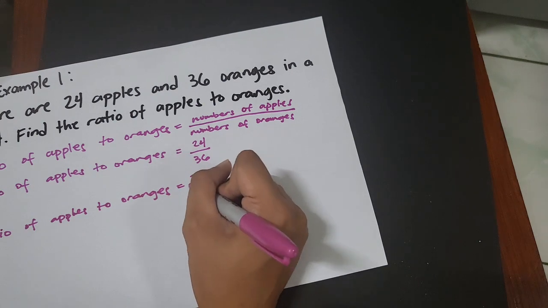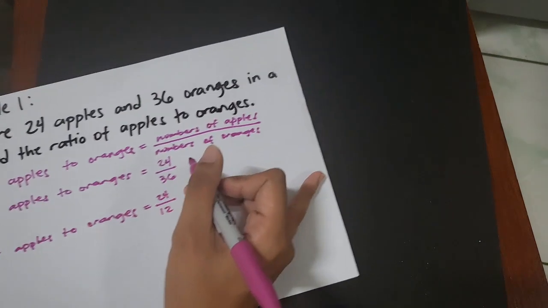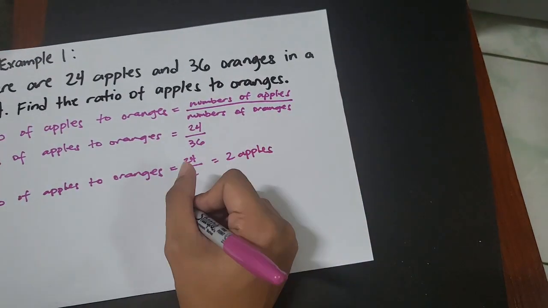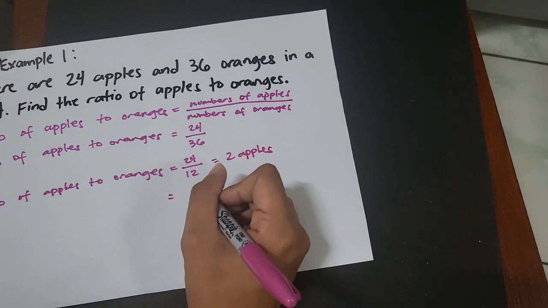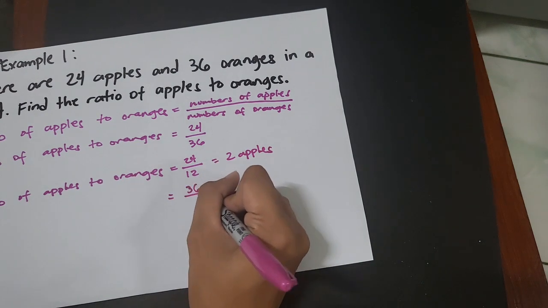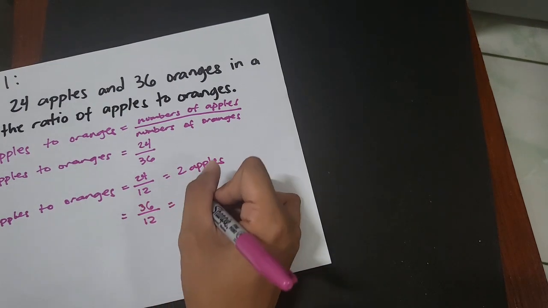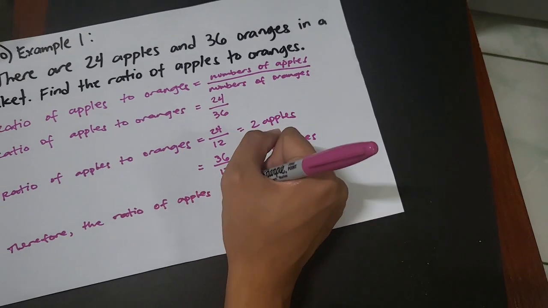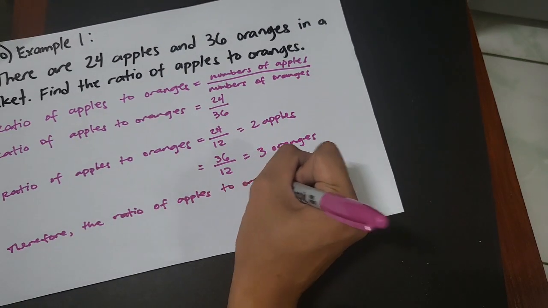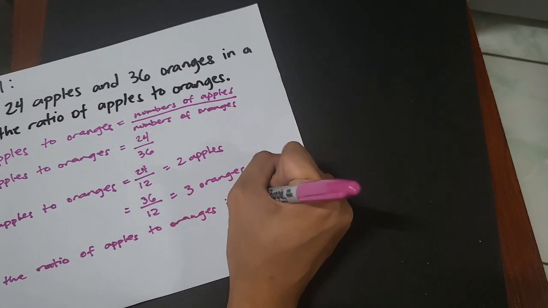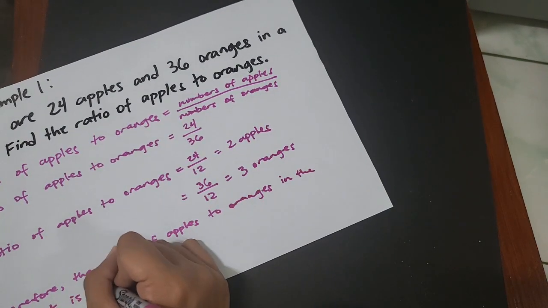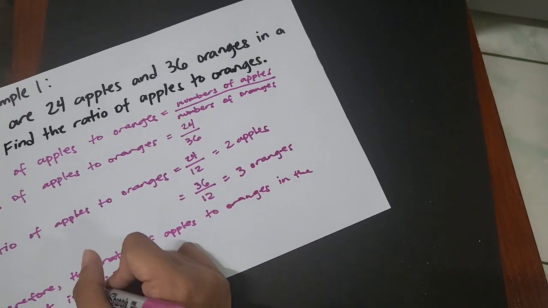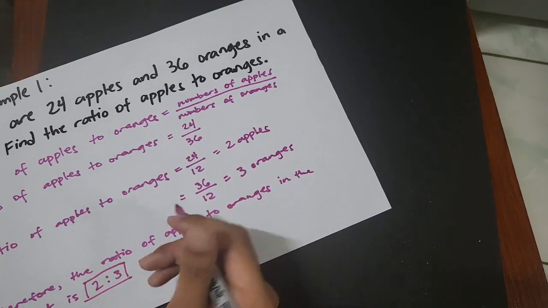24 divided by 12 is equal to 2. And then, yung oranges is 36 divided by 12 is equal to 3. Therefore, the ratio of apples to oranges in the basket is 2 is to 3. Yan na yung answer natin.